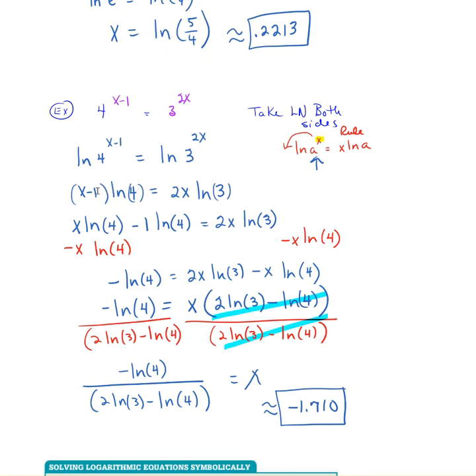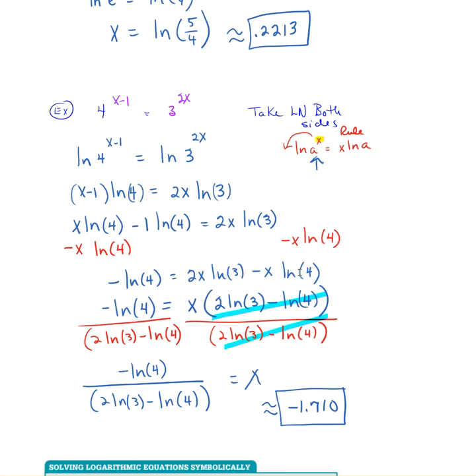So for this one, think about that this is a number. We need to distribute that number. So we have x ln 4 minus 1 ln 4 equals 2x ln 3. And just like regular equations, we got to get the x's on one side and the numbers on the other. So we're going to subtract this x ln 4 over to here. I'm showing that right here. We did both places. So it's gone here. We have negative ln 4 equals 2x ln 3 minus x ln 4.